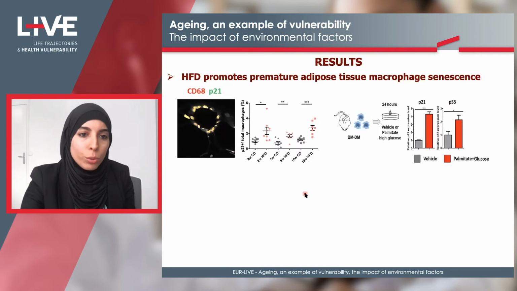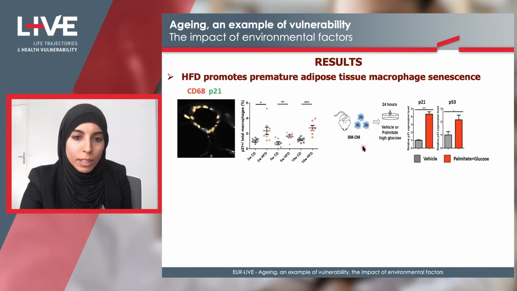Our data showed that 2 weeks of high-fat diet were sufficient to promote senescence in visceral adipose tissue, and that this senescence was mostly localized within macrophages. So in order to confirm that adipose tissue macrophage senescence is indeed induced by high-fat diet, we did in vitro experiments. So we used bone marrow-derived macrophages, and we treated them with palmitate and high glucose for 24 hours. And we assessed senescence markers. So the senescence markers were indeed upregulated in response to this treatment.